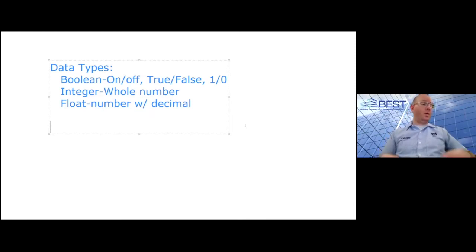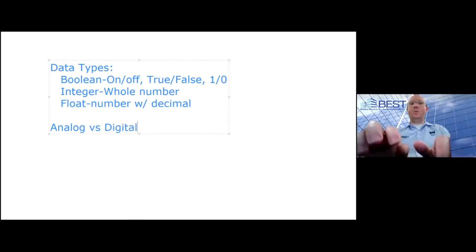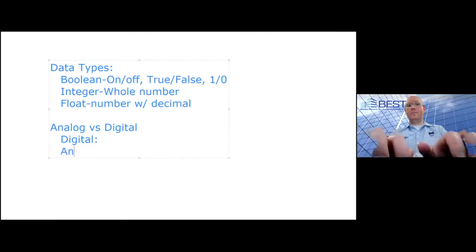All right. Now, I said before that we were going to talk about analog versus digital, which fits into our data type conversation. So if we had to put these 3 data types, if we had to categorize them as digital or analog, which would be digital and which would be analog? Ted knows this one.